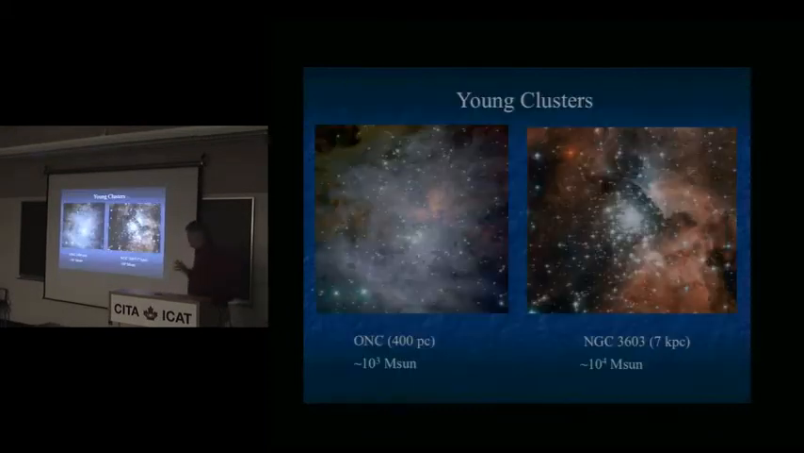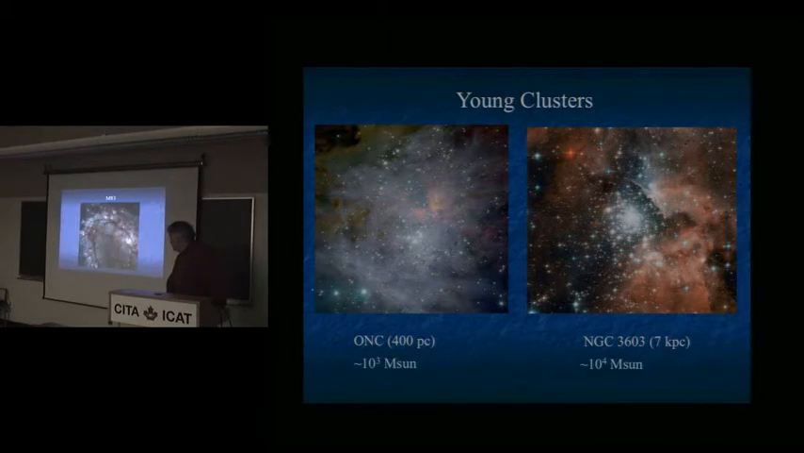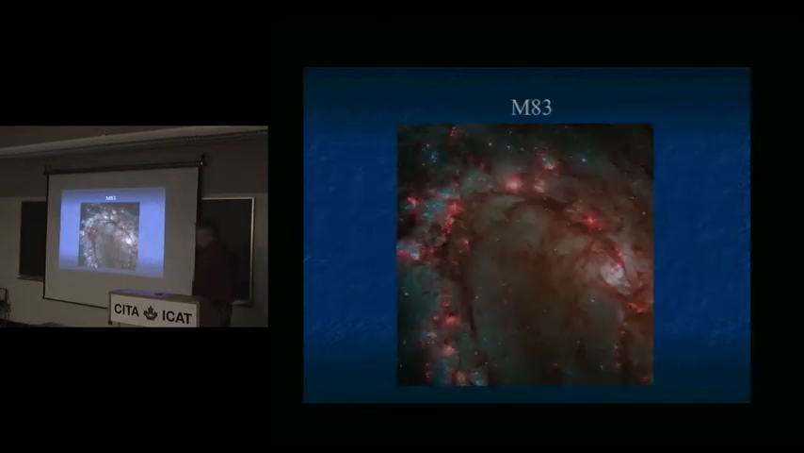Now, of course, we observe clusters of much lower mass and much younger ages, and here are some examples, and these have interstellar medium associated with them, so they're relatively recently formed objects. And so we see clusters of a wide range of ages and a wide range of masses, and in a wide range of environments.